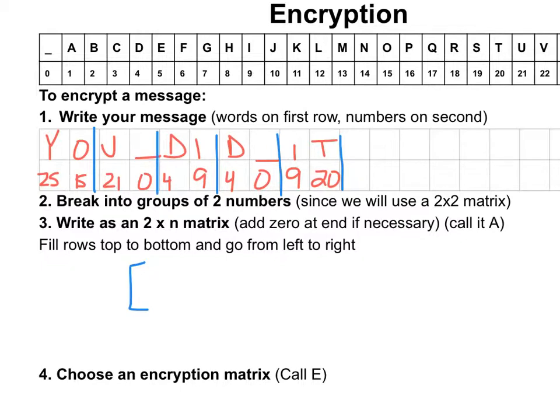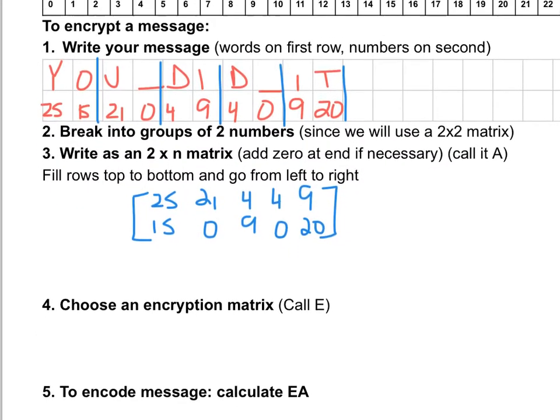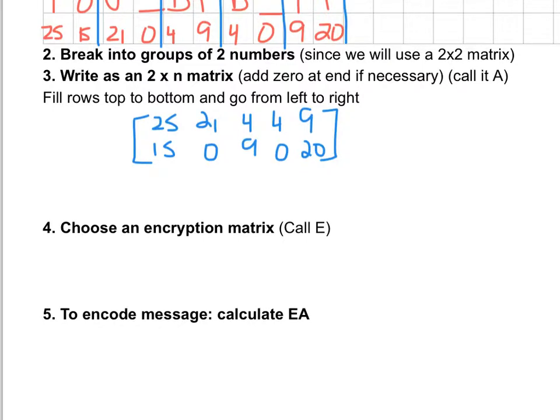So I'm going to do 25, 15, 21, 0, 4, 9, 4, 0, 9, 20. So I just changed those groups and wrote them vertically this time. Now you choose any sort of encryption matrix that you want to. Really there are limits, but we're going to keep it simple. I'm going to use the one today, 1, 2, 3, 5, because it's going to make my life pretty happy.